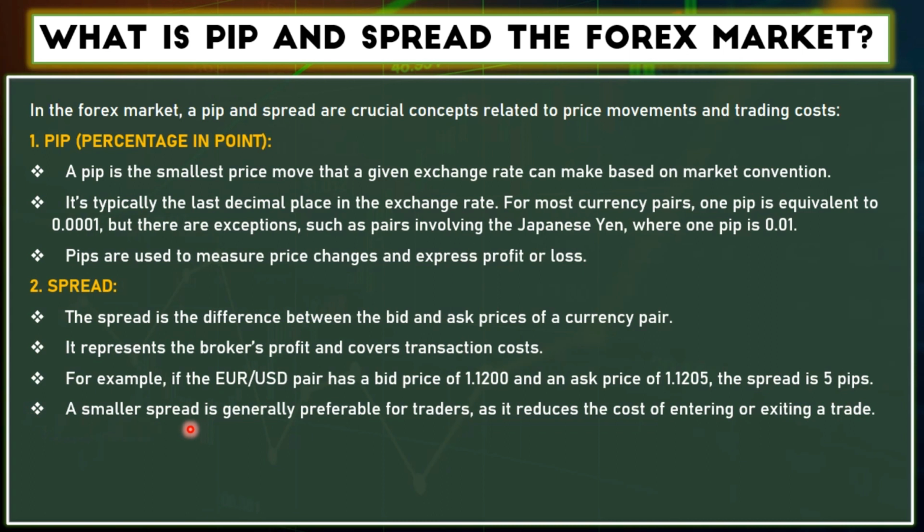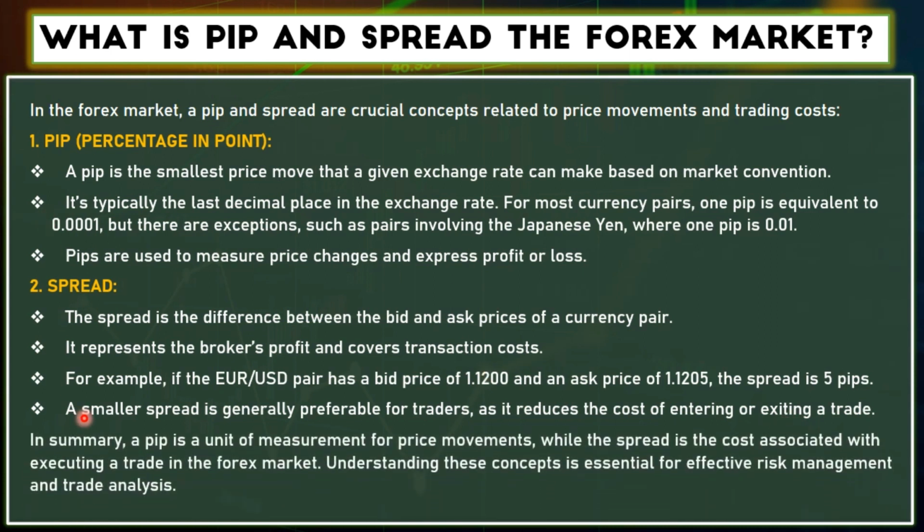A smaller spread is generally preferable for traders as it reduces the cost of entering or exiting a trade. This is one thing you look at when picking a broker: the amount of spread, which varies among brokers. In summary, a pip is a unit of measurement for price movement, while the spread is the cost associated with executing a trade in the forex market. Understanding this concept is essential for effective risk management and trade analysis.